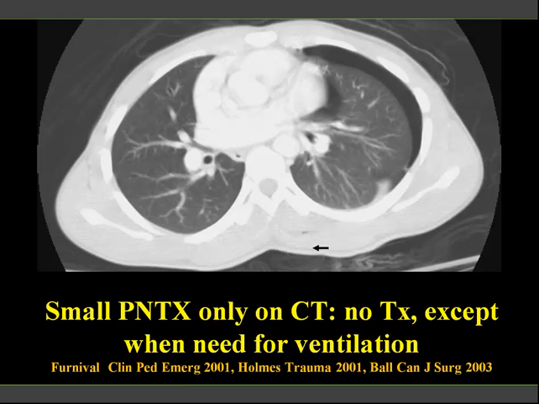So small pneumothoraces only seen on CT have no treatment implications except when there is a need for mechanical ventilation. And this is an example of one of those so-called occult pneumothoraces without any implications for the treatment.